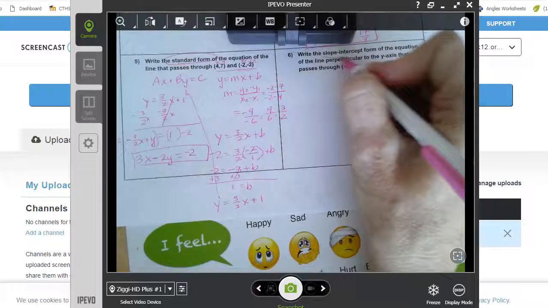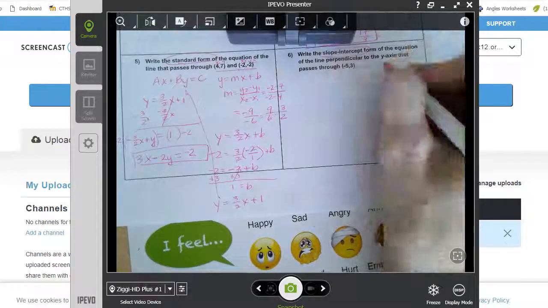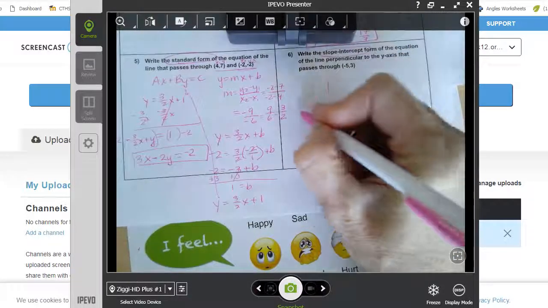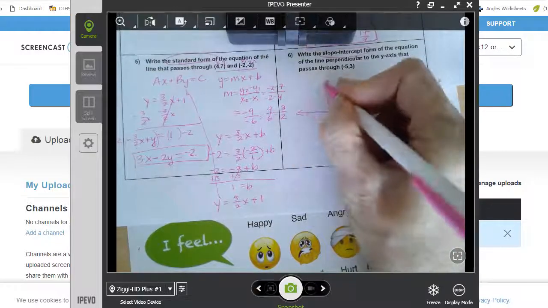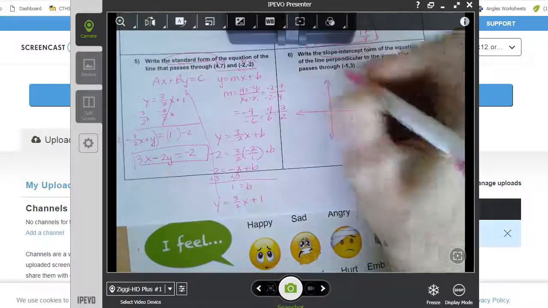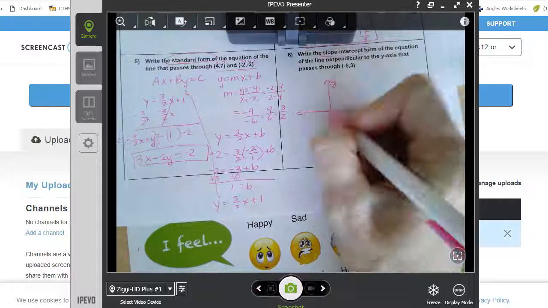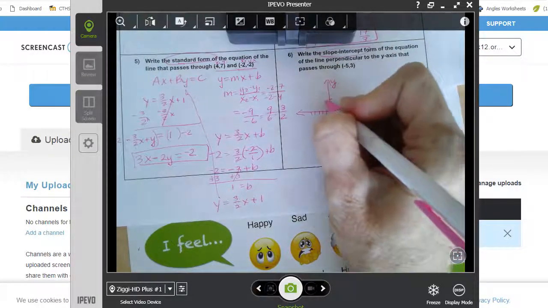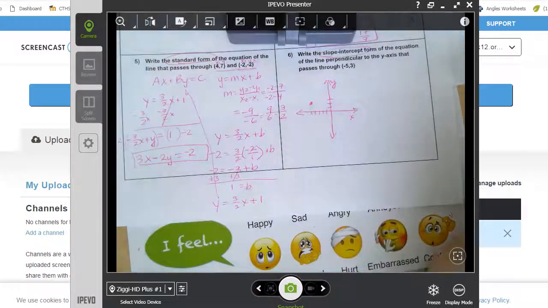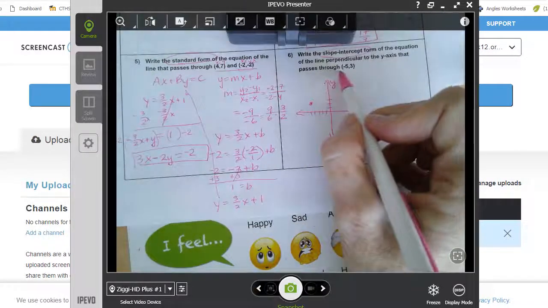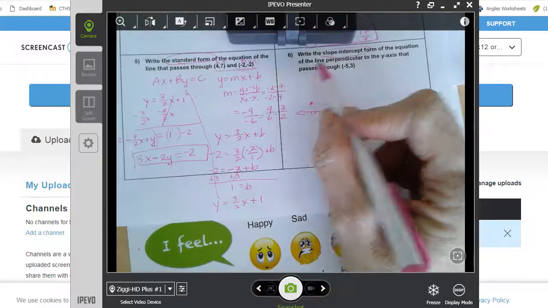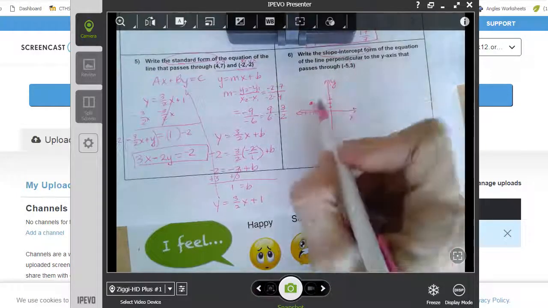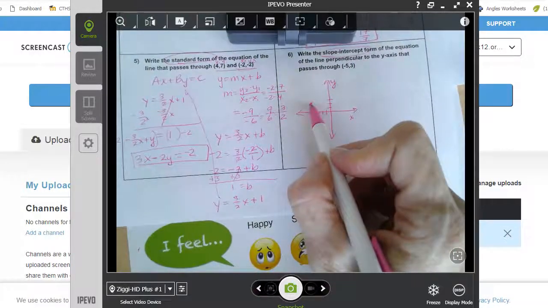All right. Slope-intercept form, perpendicular to the y-axis. Okay, this one I'm going to sketch. Here's my x-axis, here's my y. They're giving me a point -5, +3. I'm going to find that point. Okay. They're asking me to give the equation of a line perpendicular to the y-axis through this point.